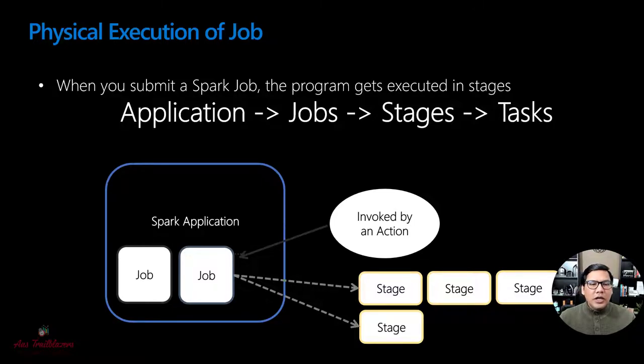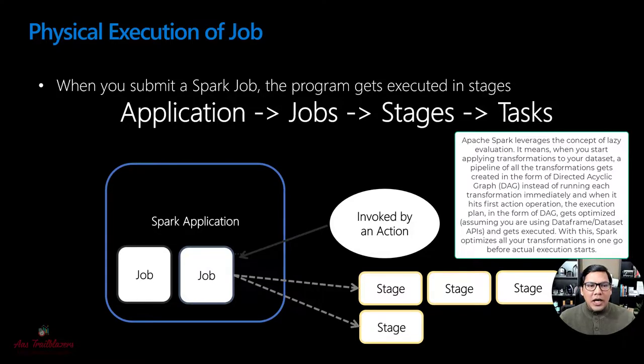Before we get into the details of Catalyst Optimizer and how it works, let's first understand how the physical execution of a job looks when you submit a job in Spark. In a Spark pool, when you establish your first session, a cluster gets created, and that has an application attached to it. Then as you start submitting your job, or when you start calling an action operation on the data transformation that you are doing, a job gets triggered.